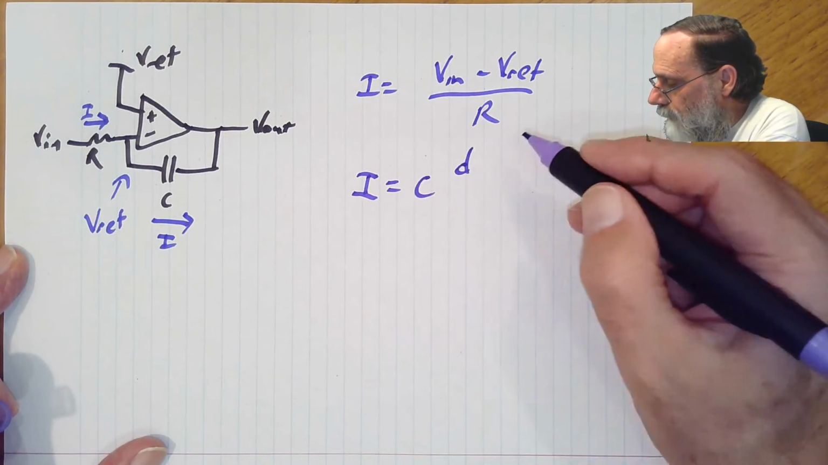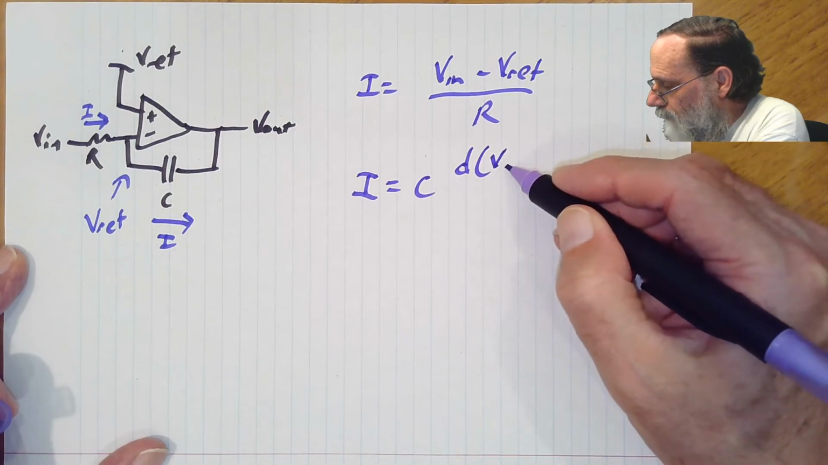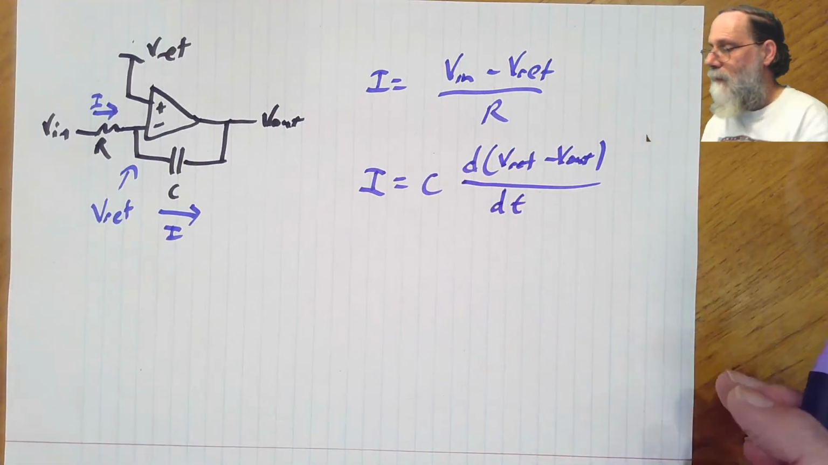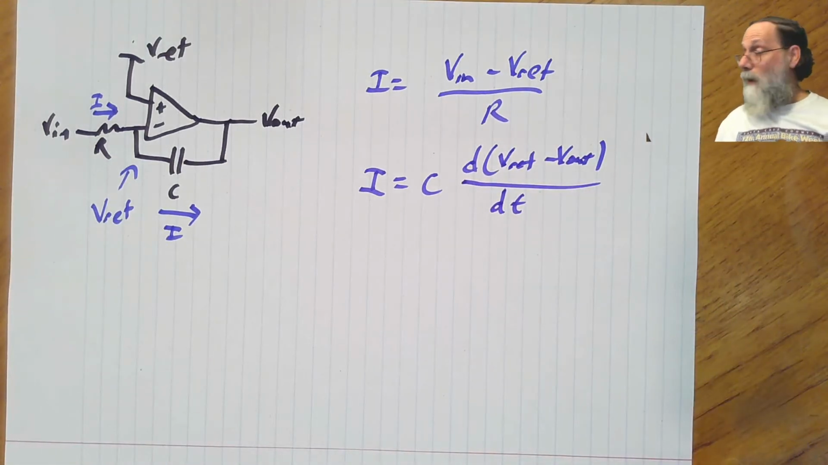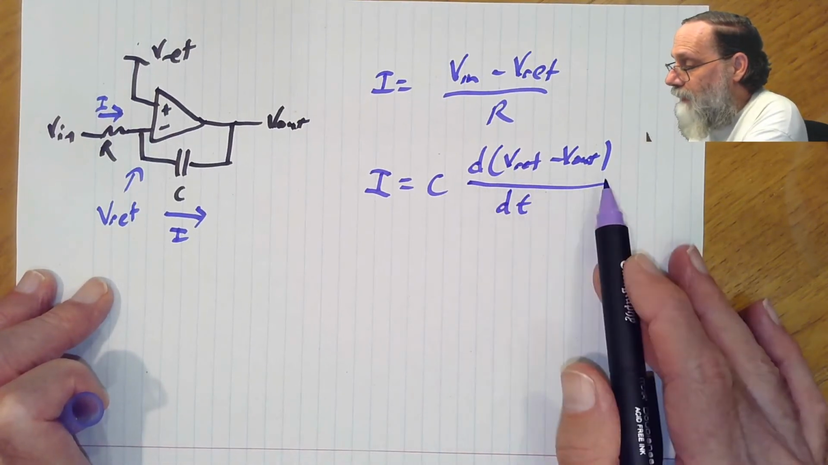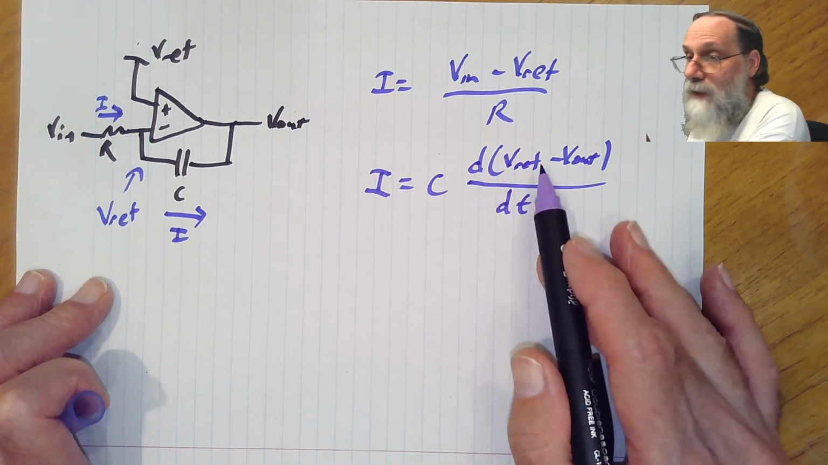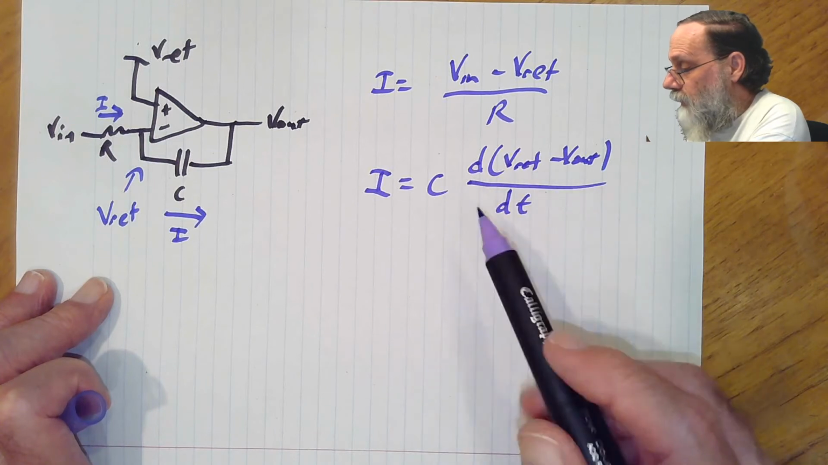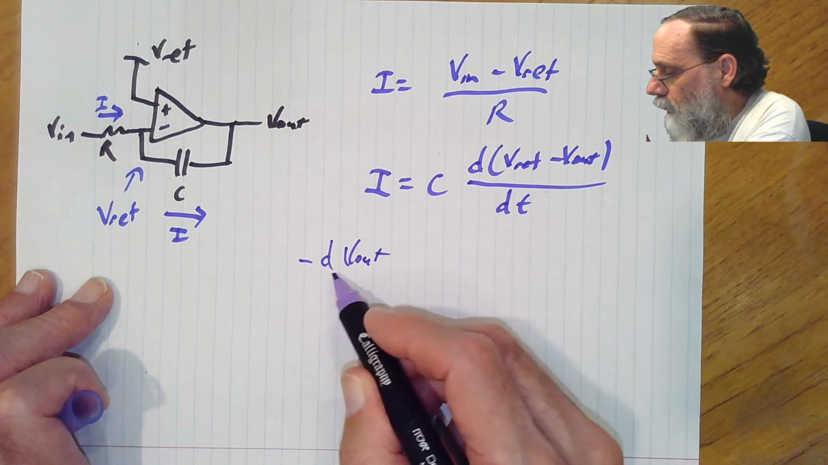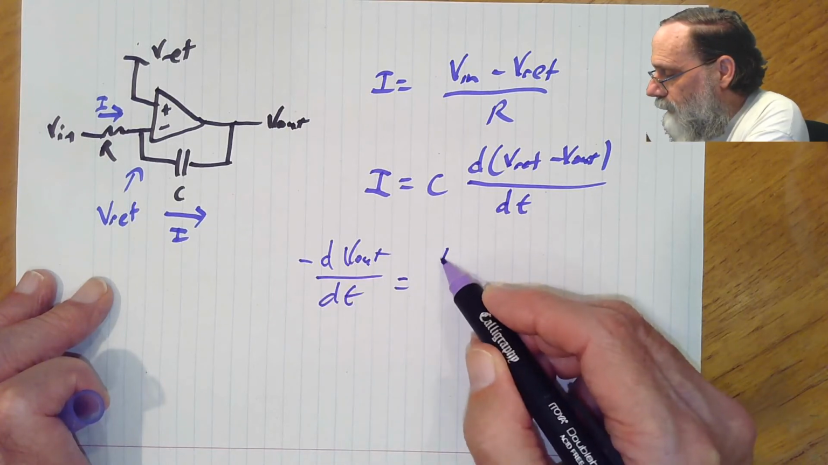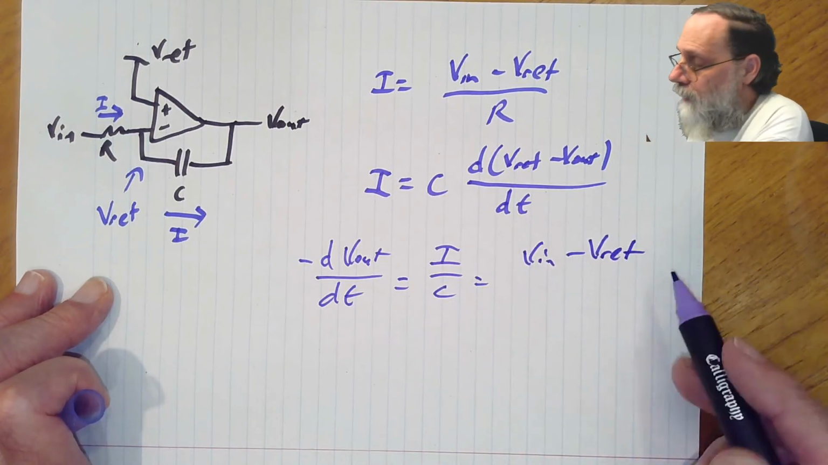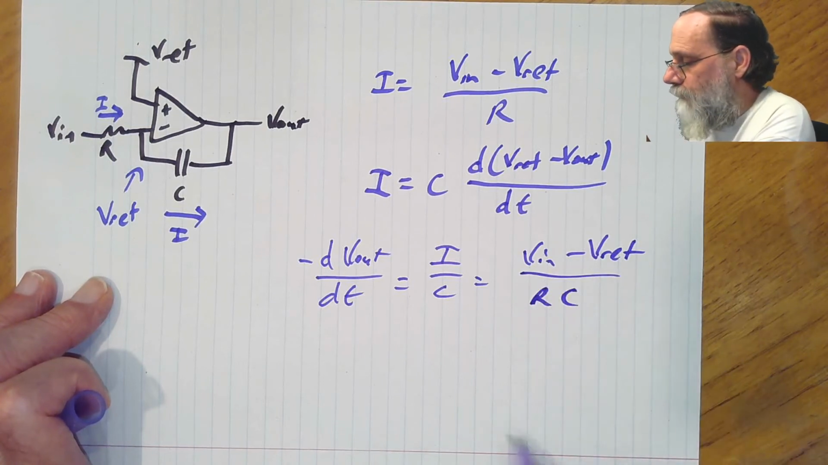And also I equals C times d(Vref minus Vout)/dt. All right, we can equate these things and rearrange it a little bit. First of all, the derivative of Vref minus Vout with respect to time, well, Vref's a constant, so the derivative of that's just 0, and we're just going to get minus the derivative of Vout with respect to time is I over C, which is (Vin minus Vref) over RC.